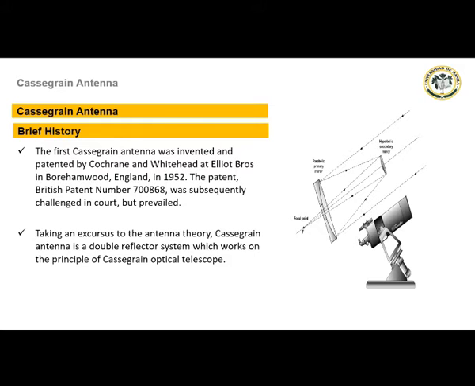Taking an excursus to the antenna theory, a Cassegrain antenna is a double reflector system which works on the principle of the Cassegrain optical telescope. The Cassegrain antenna design was adopted from the Cassegrain telescope, a type of reflecting telescope developed around 1672 and attributed to French priest Laurent Cassegrain.